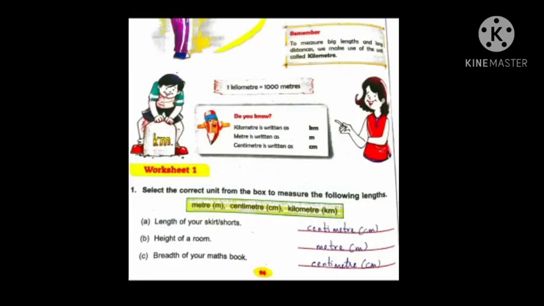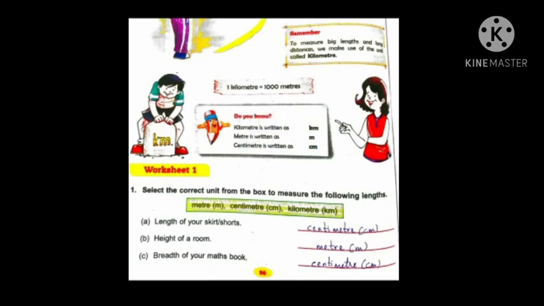Remember, children, to measure big lengths and long distances, we make use of the unit called kilometer. Kilometer is the unit to measure the big lengths and long distances. Which unit do you use to measure big lengths and long distances? Tell me, children. Kilometer. Some other units are there to measure the length. What are the units? Tell me, children.